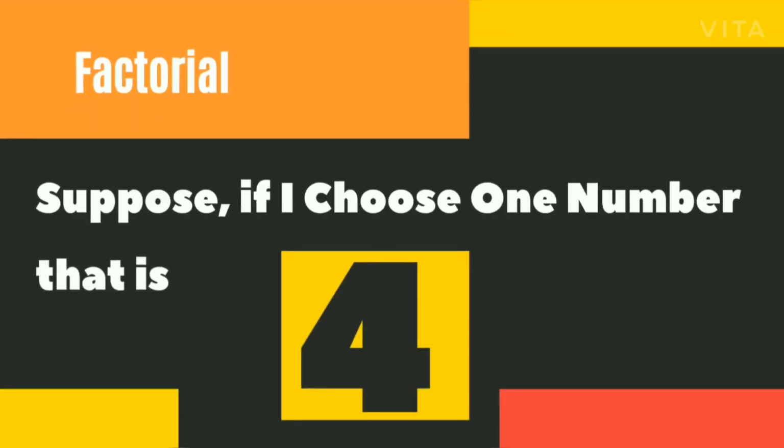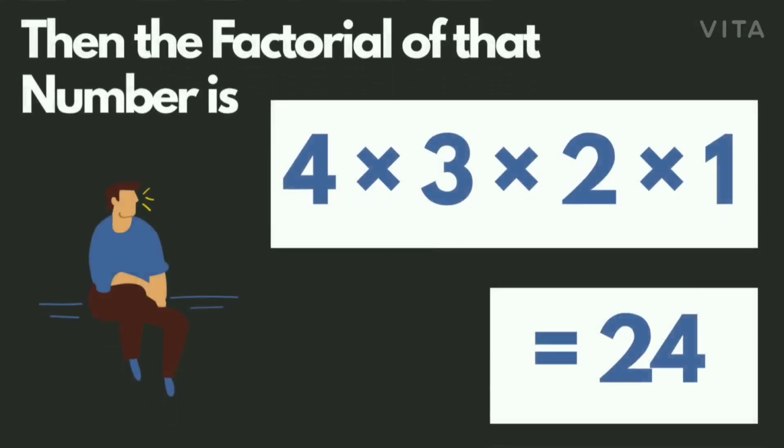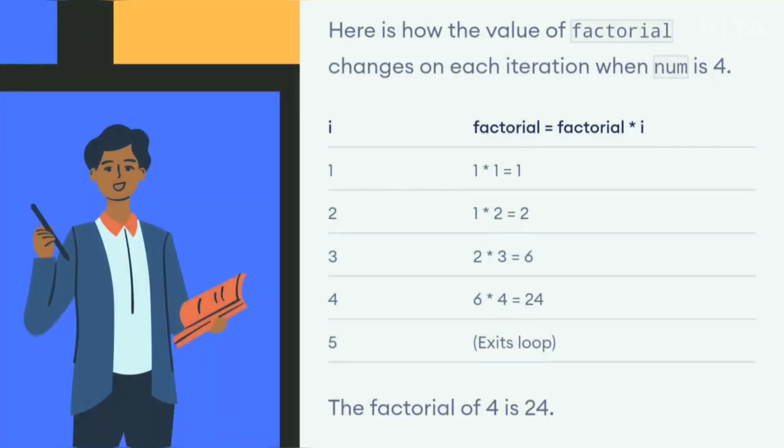Suppose I choose one number, that is 4. Then the factorial of 4 is 4 times 3 times 2 times 1 equals 24. Okay, I will show you something. Let us see. You have to pause the video and understand this. Basically, what is factorial?